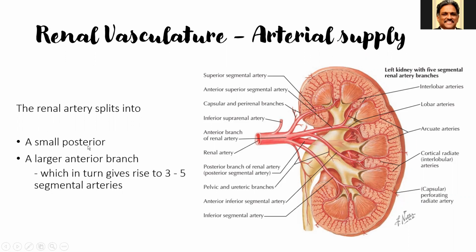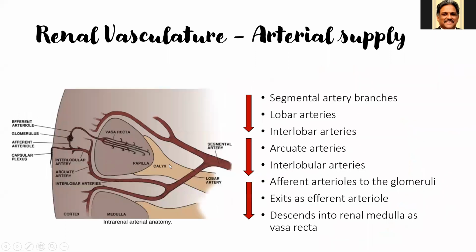The renal artery further divides into 2 branches, one larger anterior branch and a small posterior branch. The posterior branch is usually single, and the larger anterior branch gives 3 to 5 segmental arteries, and these segmental arteries eventually supply the nephrons in the cortex. Now, how they supply, we'll see. The segmental artery first divides into a lobar artery, and the lobar artery then divides into an interlobar artery. The interlobar artery arcs around the renal pyramid to form the arcuate artery, and then gives off the interlobular artery.